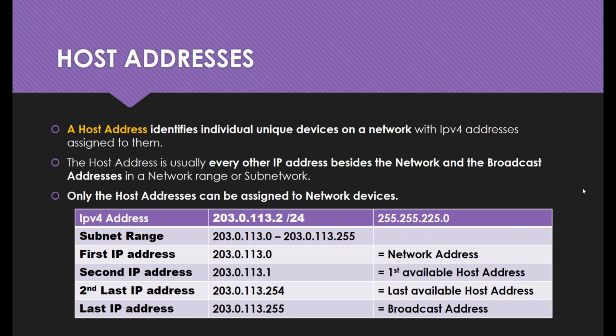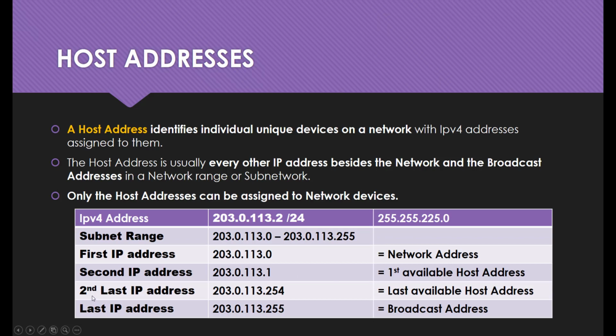This is very important, because you can't assign a network address or a broadcast address to network devices. Only host addresses can be assigned to network devices. In the same table, we can see that we have the first IP address, which has been assigned as the network address. Then we also have a second IP address, which is 203.0.113.1, which is the first available host address.